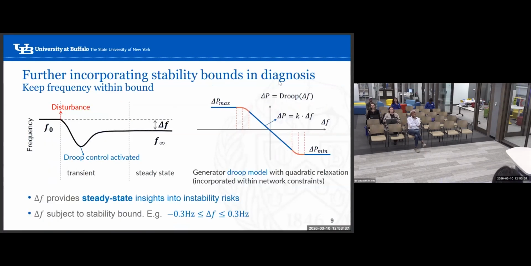And further, let's move forward to integrate more inequality constraints into the framework. For example, some operational bounds. Let's start from keeping the frequency within an acceptable range. We all know, for example, in the United States, the power grid has a nominal frequency of 60 hertz. So we must maintain this frequency in order to be reliable.